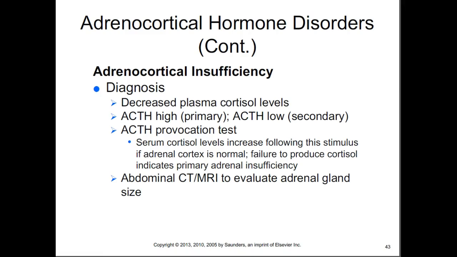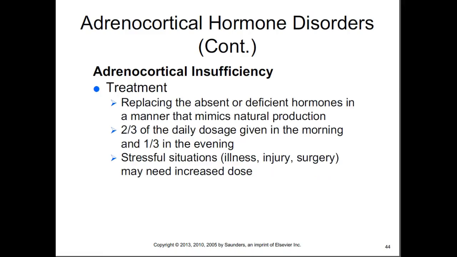Right, so for diagnosis, decreased plasma cortisol levels, right? ACTH high is primary, and ACTH low is secondary, remember? So we have an ACTH provocation test that we can use. Serum cortisol levels increase following the stimulation if the adrenal cortex is normal, but if there's a failure to produce cortisol, it indicates a primary adrenal insufficiency, right? So obviously you can take a CT or MRI to evaluate the size of the adrenal gland.